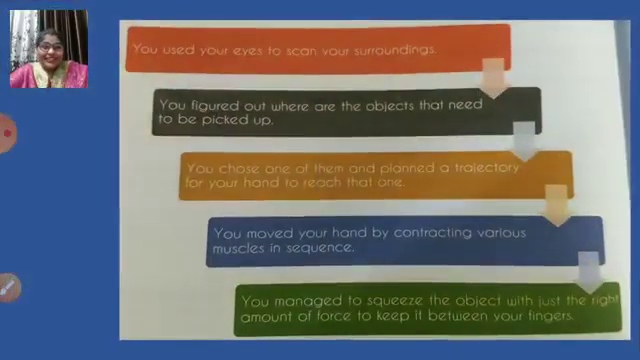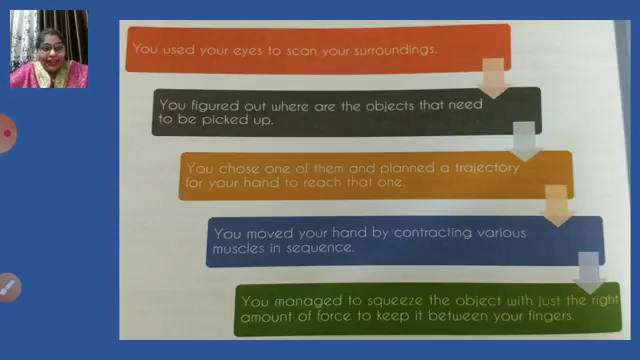Okay, so let us see. First of all, you used your eyes to scan your surroundings, which a computer cannot do without special intelligence, right? To scan anything. So you figured out where the objects are that need to be picked up, right? You chose one of them and planned for your hand to reach that one. In planning this also, a lot of things are happening in your brain. First it initiates and then your body starts working. So there are so many things happening behind the scenes that we are not paying attention to, right? We just do it in a very easy way, right children?